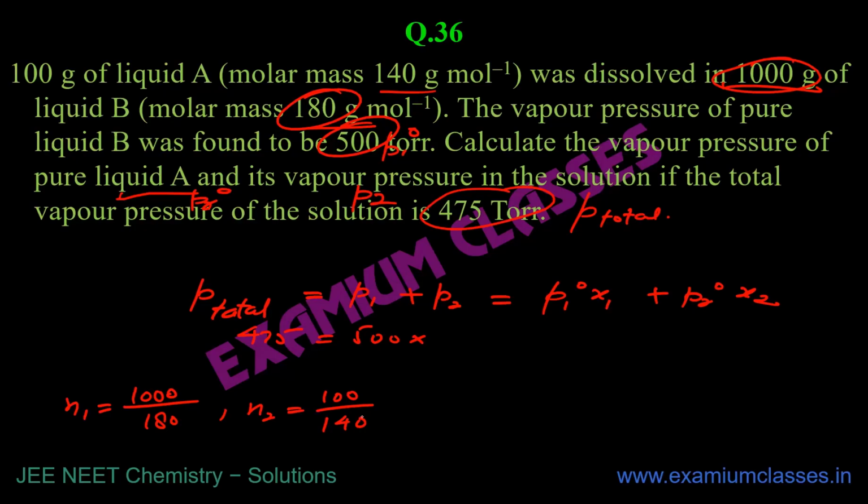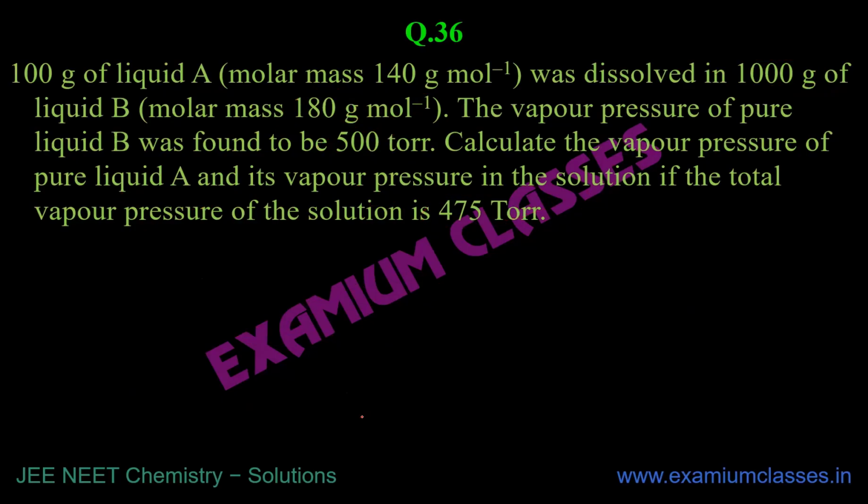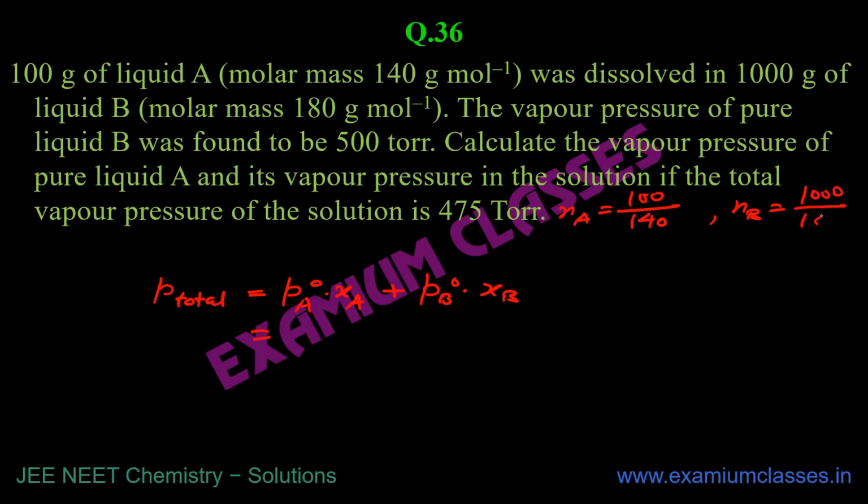Or if you want to remove confusion, I'm just changing it. To remove the confusion, I will be using A and B because it is given A and B. I will say P total is equal to PA naught into XA plus PB naught into XB. This will make life slightly easier. So I will say NA is equal to given mass 100 divided by molar mass, and NB will be given mass of B divided by molar mass 180. From here, I will obviously calculate the XA and XB, and then I will get the answer.